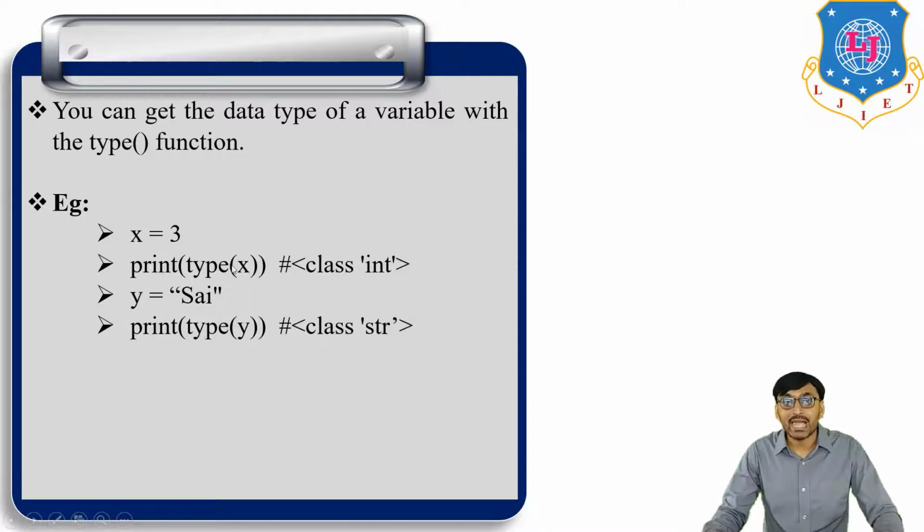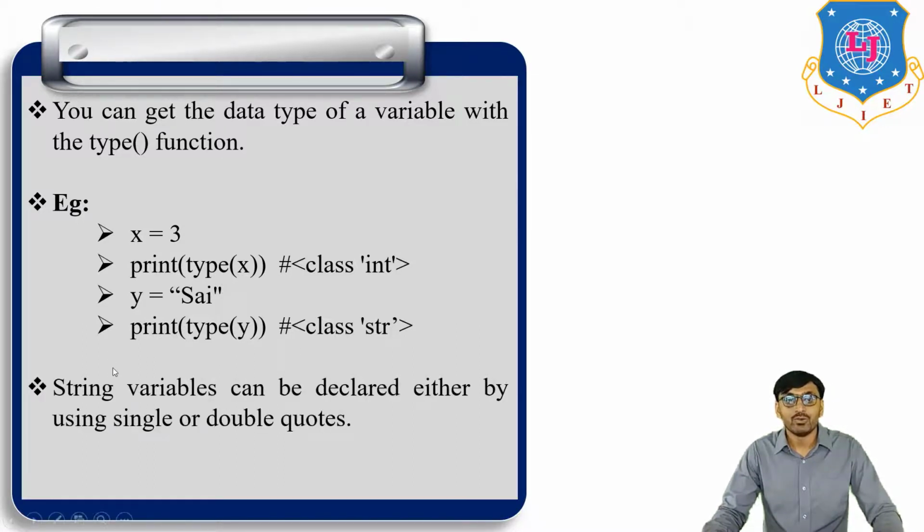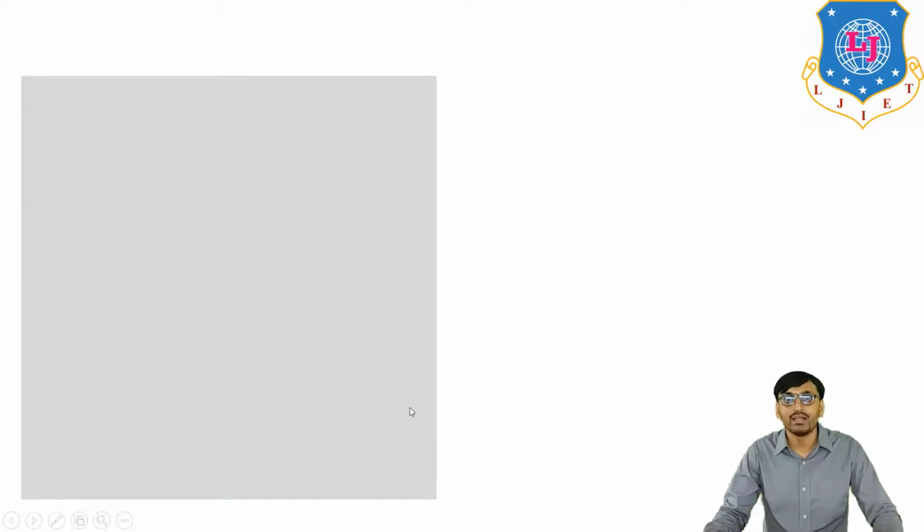So print type of x, then the output tells us which type of value it is, that is 3. So class int, it is integer type. And y is equal to sign. If we print out type of y, then we get class string, because we know that a string is represented in between single quote or double quote. Now a string variable can be declared either by using single or double quote.